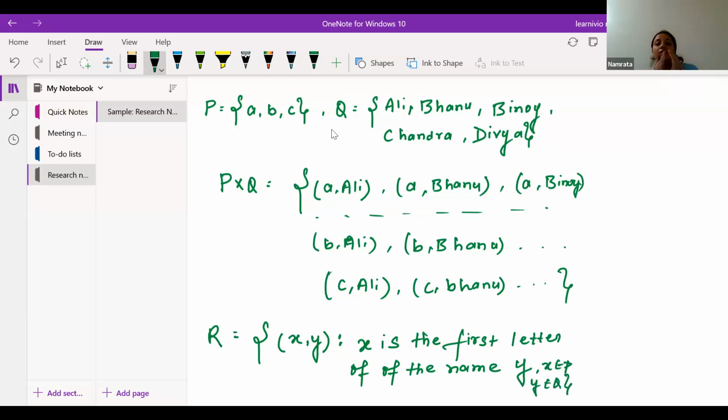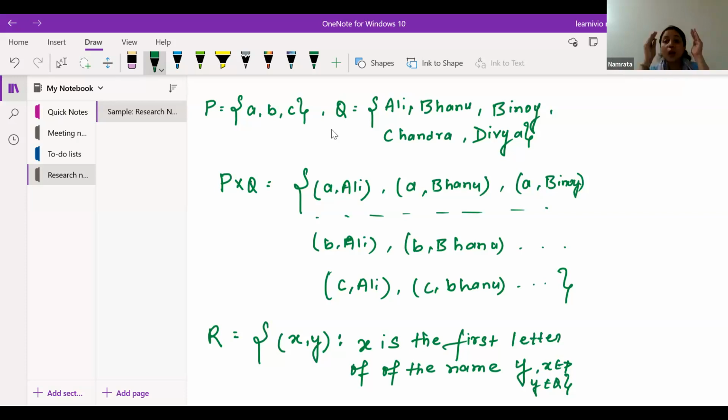So we have to make a set of all ordered pairs, but here a condition is given. In the Cartesian product, there is no condition. We used to take the first element with each and every element of the second set. Similarly, we used to pick the second element of the first set and take it with each and every element of the second set. That was the Cartesian product. Without thinking, just take each and every possibility and we are done. But here one condition is given. That condition is called the relation.